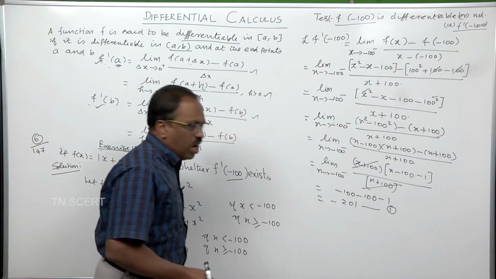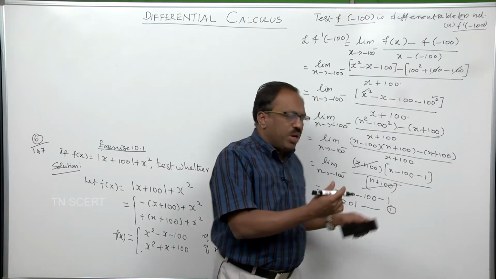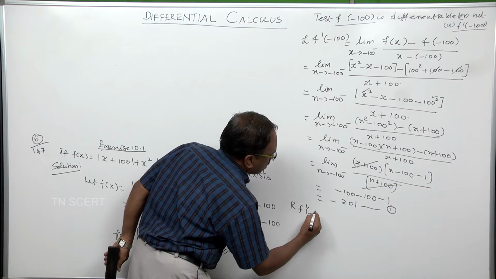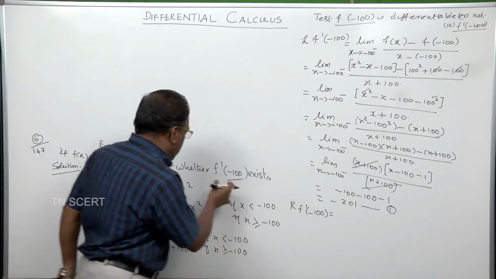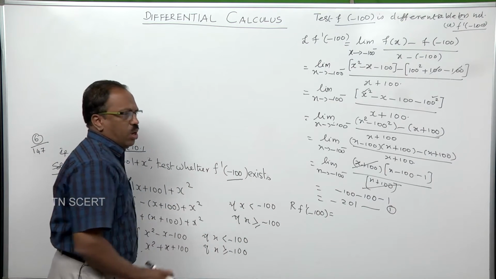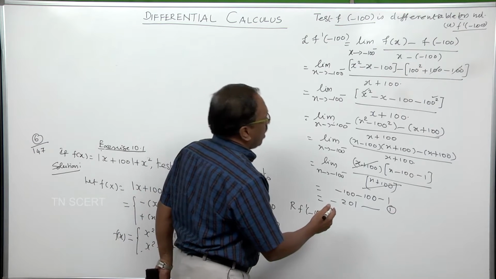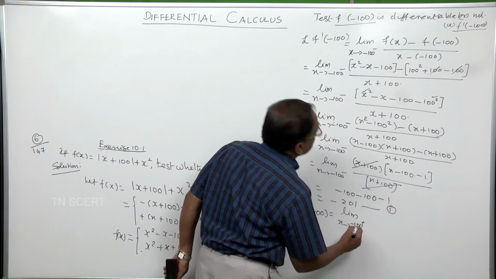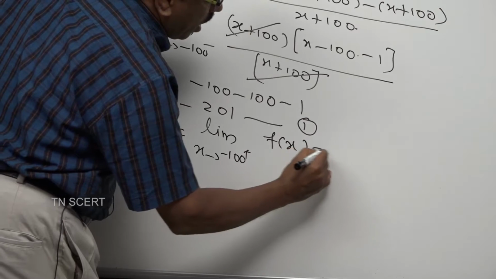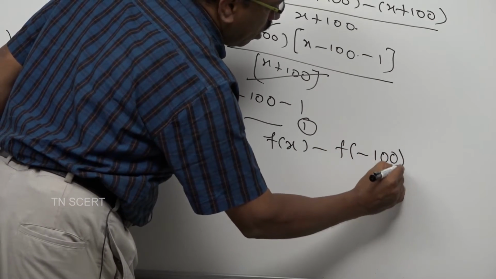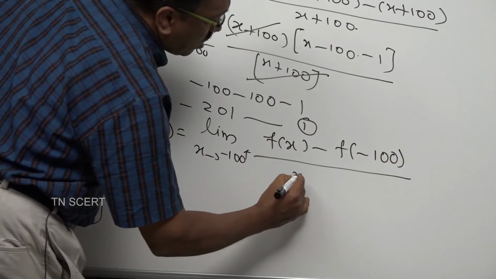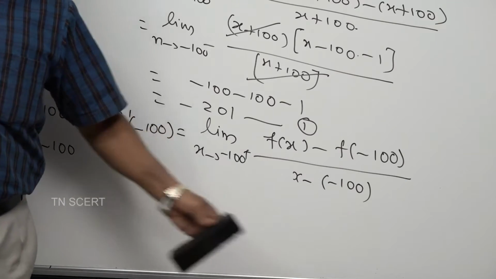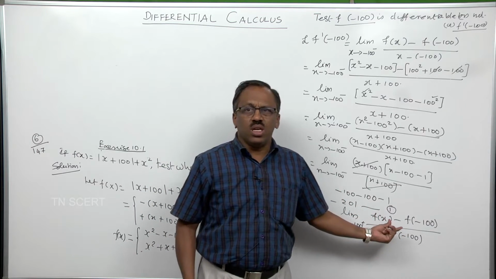Let us see, we have to take the other function for the right limit. The right hand side limit, what is the right limit? R of f dash of minus 100, because we have to test whether the function exists or not. So r of f dash of minus 100 is limit x tends to negative 100 plus, f of x minus f of minus 100, whole divided by x minus of minus 100. Once again the same thing continues here, no other changes, only the function changes.